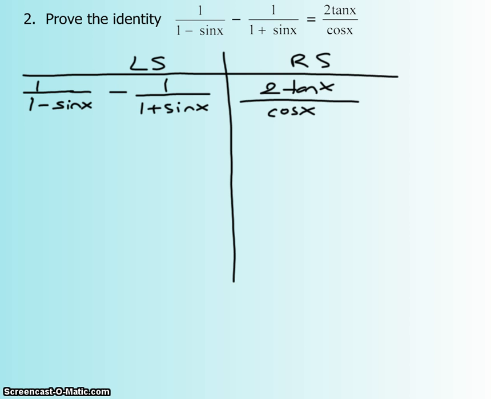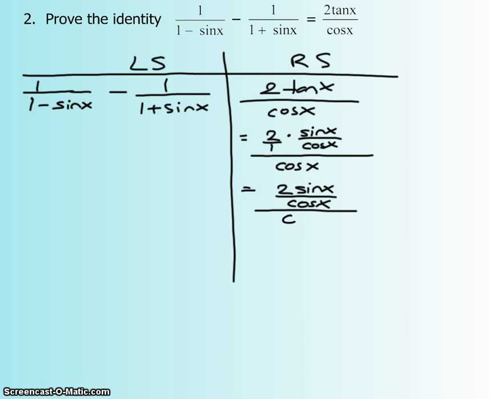What I'm going to do first is, even though the right-hand side looks very simple, I want to change that tan to a sine over cos. So I got 2 times sine over cos, and all of that is over the cos x. So this is over a 1, and I'm just going to multiply. 2 sine x over cos again.